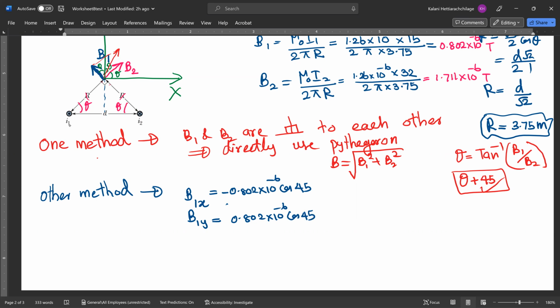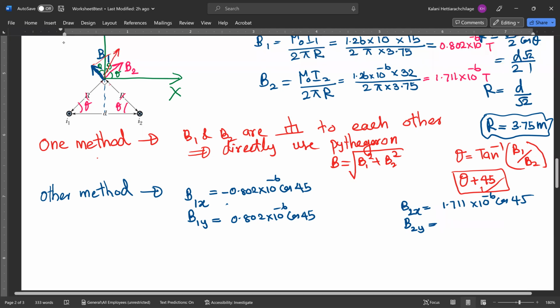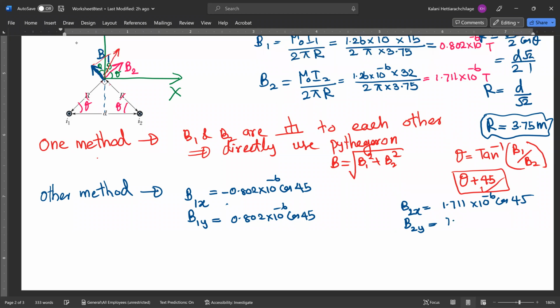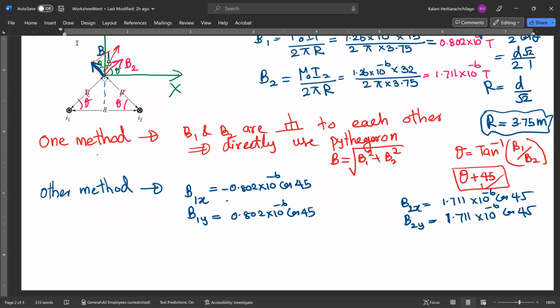And similarly, you have B2x and B2y. B2x is a positive number, 1.711 times 10 to the -6 times cosine 45. The y component of the second vector is 1.711 times 10 to the -6 times cosine 45, right? They are in the same direction, both are positive.